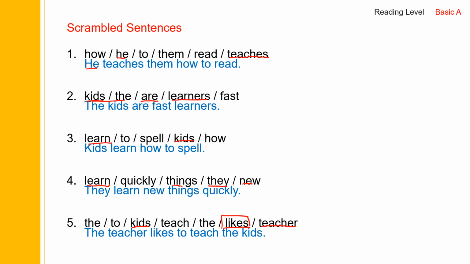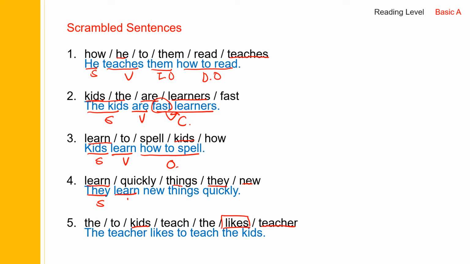Okay, here, this is the subject and verb, indirect object, and how to read is going to be direct object. The kids, subject, verb, fast learners, complement. And fast is an adjective describing learners. Kids, subject, learn, verb, how to spell, object. They, subject, verb, new things. So this is going to be object, quickly is adverb, describing learn. Okay? And the teacher, subject, likes, verb, to teach the kids is going to be the object. The whole thing is going to be the object.